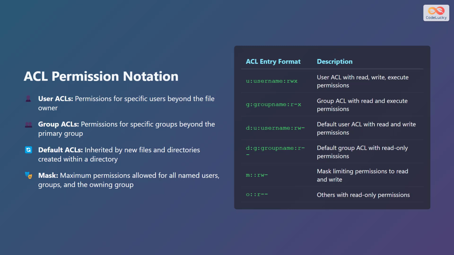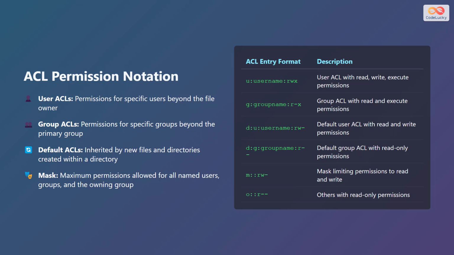Let's understand the permission notation used in access control lists. User ACLs define permissions for specific users beyond the file owner. Group ACLs define permissions for specific groups beyond the primary group. Default ACLs are inherited by new files and directories created within a directory. The mask limits the maximum permissions allowed for all named users, groups, and the owning group.